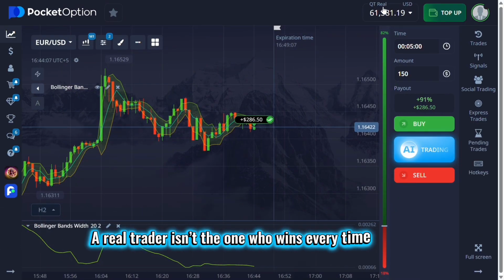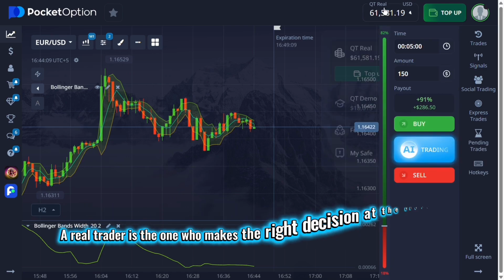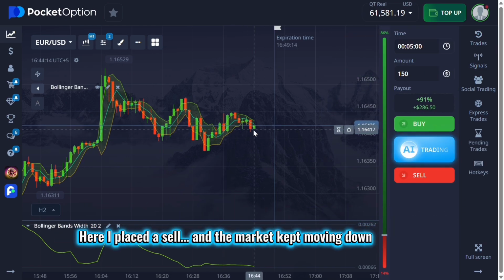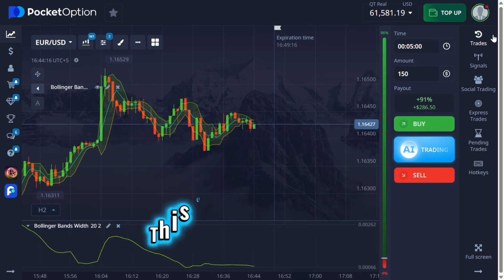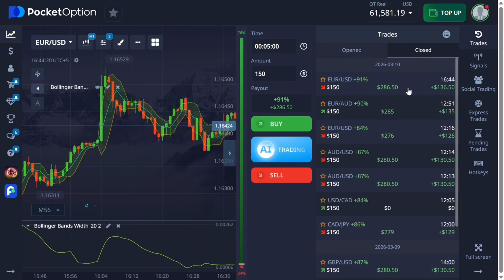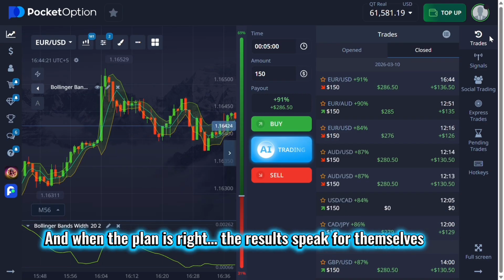A real trader isn't the one who wins every time. A real trader is the one who makes the right decision at the right moment. Here I placed a sell, and the market kept moving down. This is my account. Every trade I take is based on a plan, not a guess. And when the plan is right, the results speak for themselves.